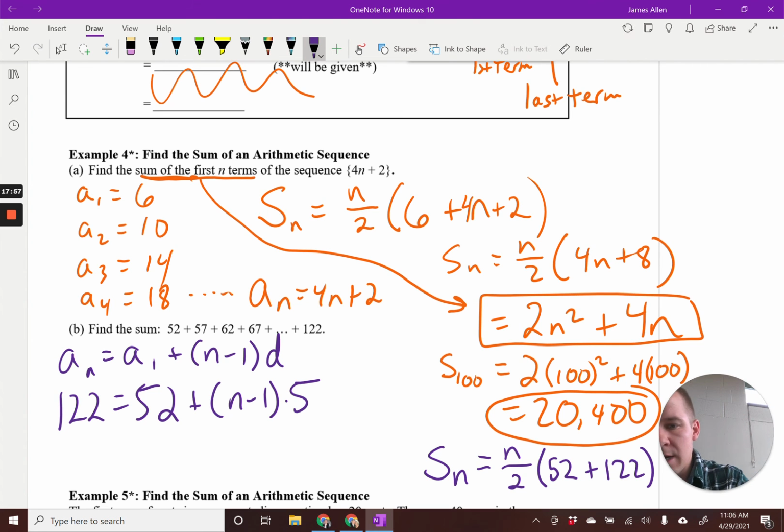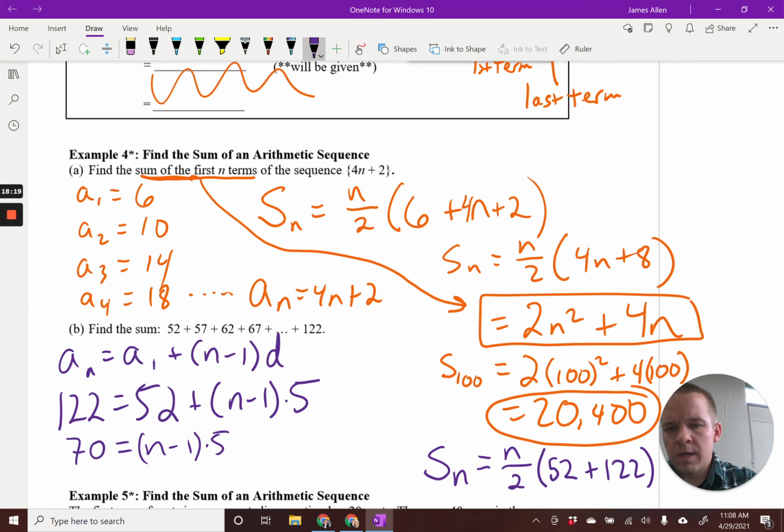So let's solve it. We could combine some like terms. So let's do a little algebra here, shall we? We could subtract 52 right now. I'm just looking at that because I see the 2's and the 2's, right? That's kind of nice math. So what do I have then? 70 equals n minus 1 times 5.